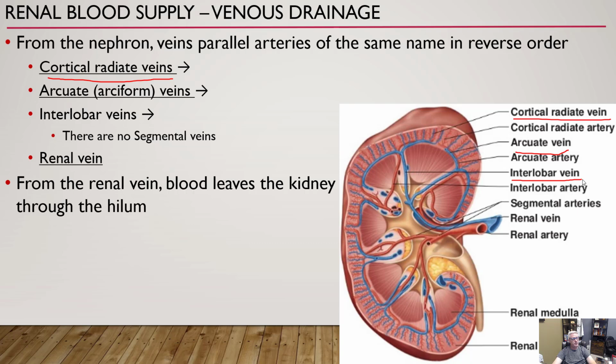Now, on the arterial side, we had segmental arteries. We actually don't have any segmental veins. So from the interlobar veins, we're going to go directly into the renal veins. And then from the renal vein, the renal vein is actually going to exit the kidney through the hilum.